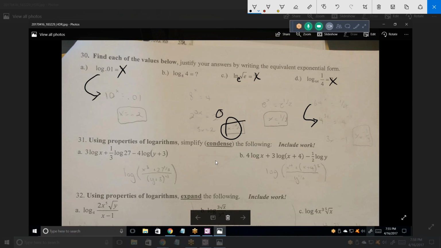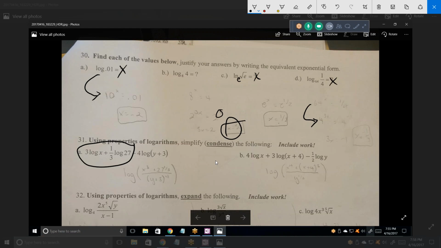How do I know you know how to do this? Well, I'm not sure. Actually, you got it wrong. What is this thing right here? Is that a plus sign? Yeah. Okay. Well, here's what we have. Those two log statements are being added. What that means is that if I condense it into a single log statement, those arguments have to be multiplied.